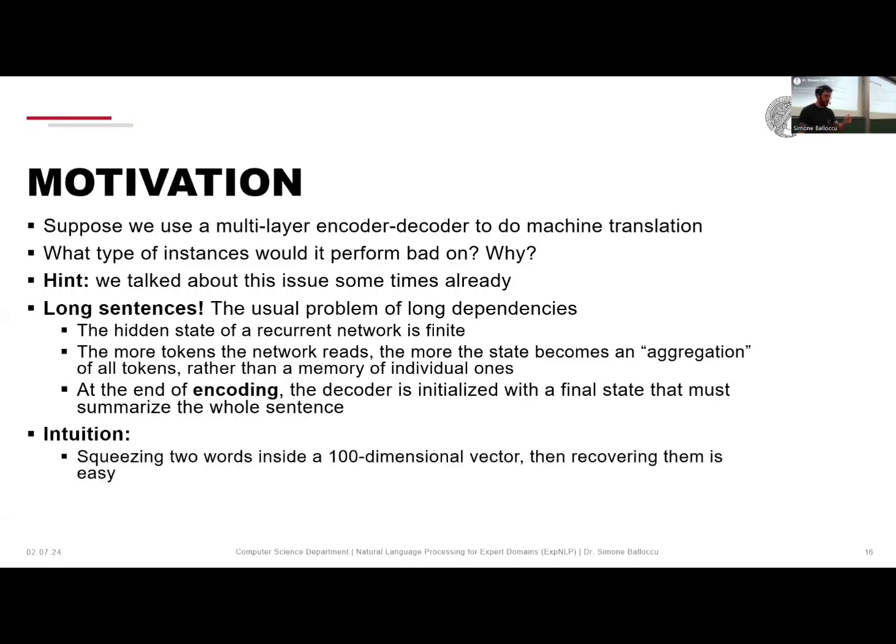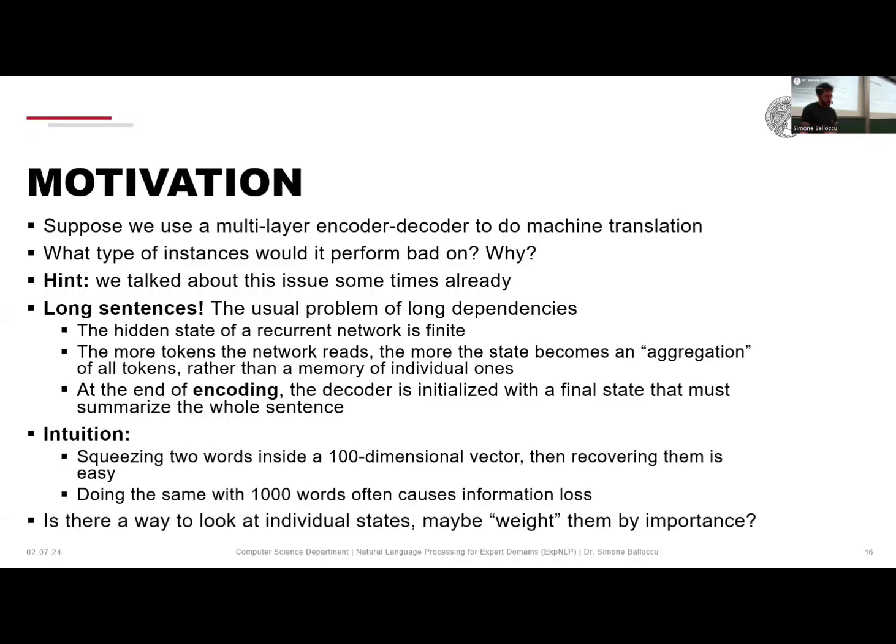To give an intuition, if you have 100 dimensions, you can probably represent 2 words with those. If I give you 1,000 words, that's another thing. So the more text you process, the harder this gets. So the question is, what if there was a way to look at individual states rather than just the final one and give them more or less importance? That's exactly what we want to do with attention.